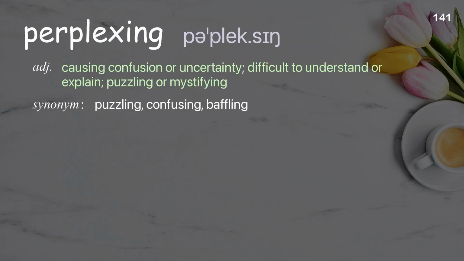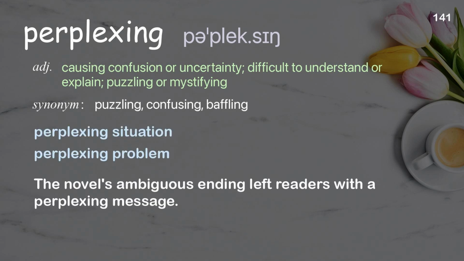Perplexing. Causing confusion or uncertainty, difficult to understand or explain, puzzling or mystifying. Examples: Perplexing situation. Perplexing problem. The novel's ambiguous ending left readers with a perplexing message.